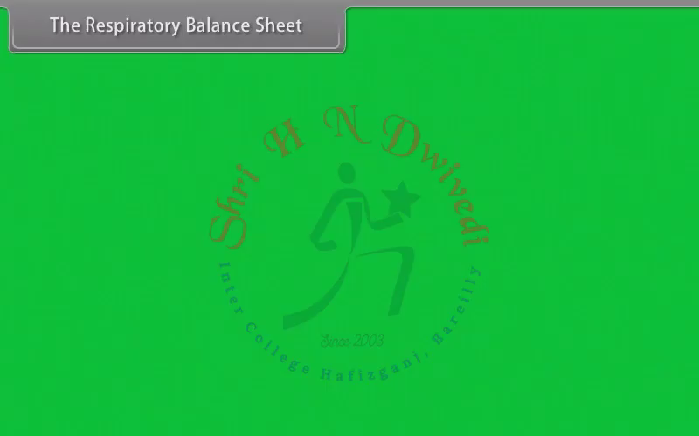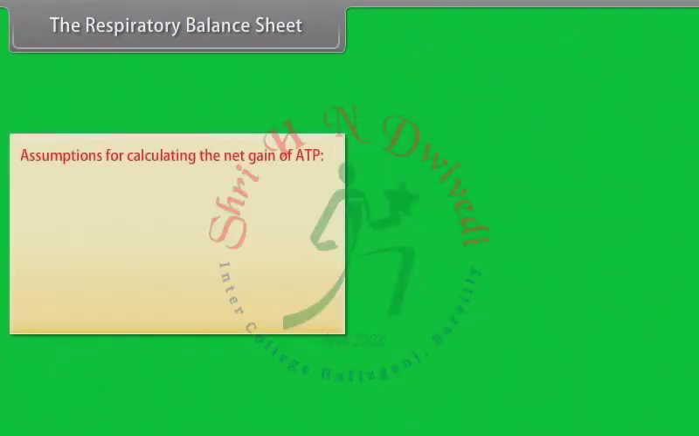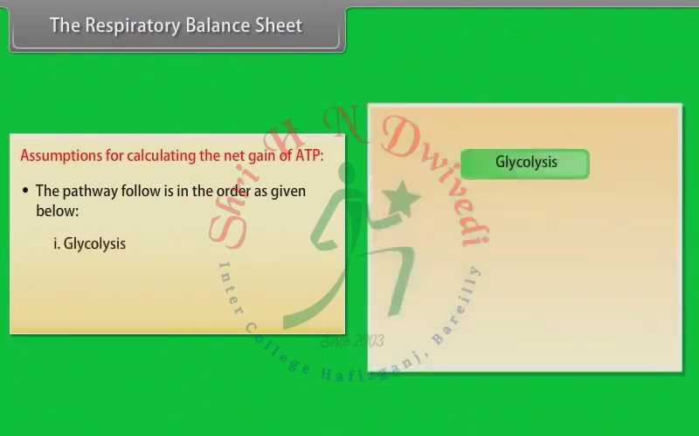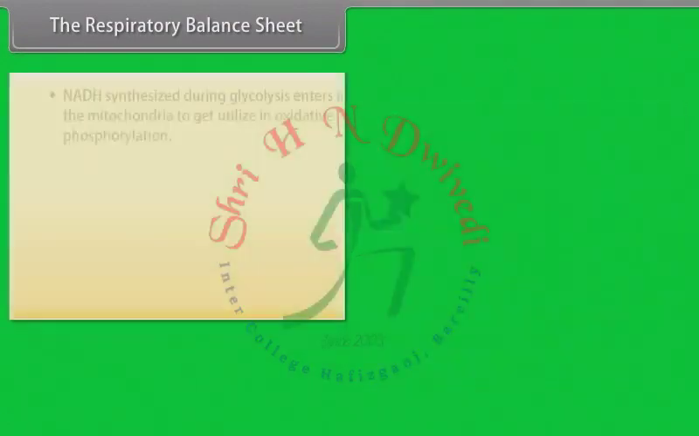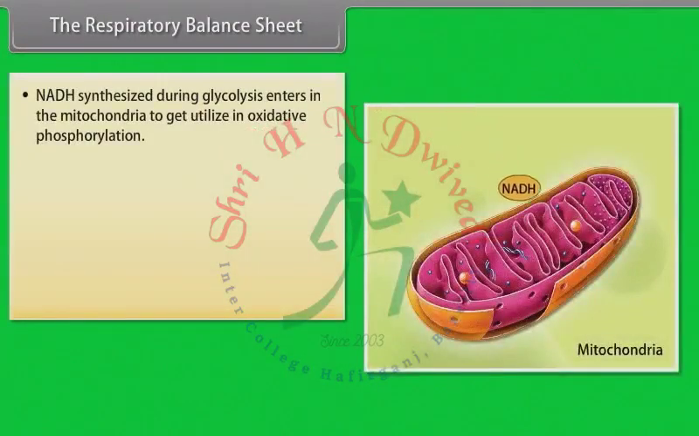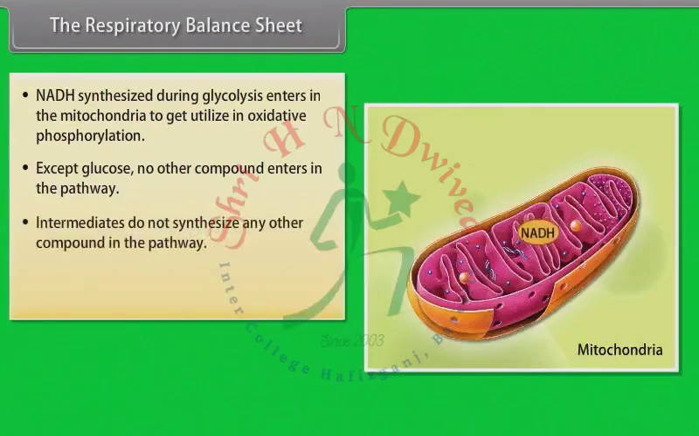The respiratory balance sheet. By using the respiratory balance sheet, we can calculate the net gain of ATP for each molecule of glucose oxidized. Assumptions for calculating the net gain of ATP. The pathway followed is in the order as given below: glycolysis, TCA cycle, and electron transport system. NADH synthesized during glycolysis enters the mitochondria to get utilized in oxidative phosphorylation. Except glucose, no other compound enters in the pathway. Intermediates do not synthesize any other compound in the pathway.